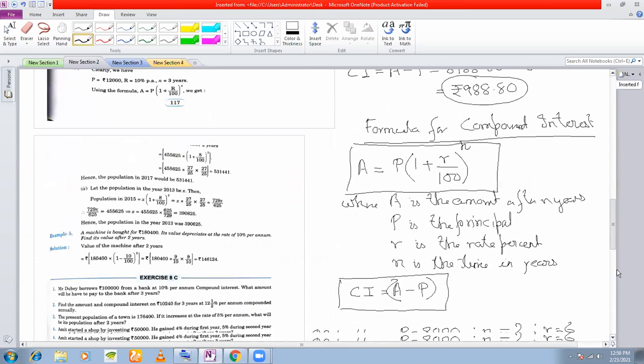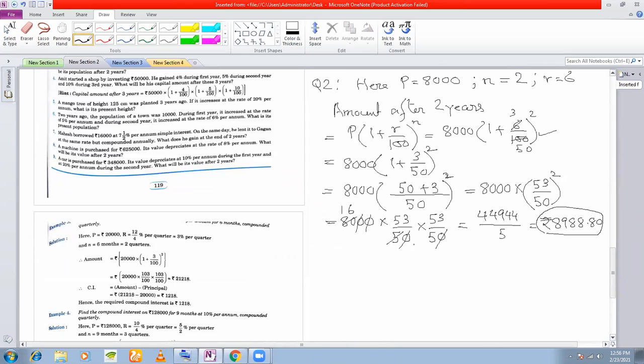So if you apply the compound interest formula, you'll get your results directly. And therefore, what is the compound interest after 2 years? Compound interest must be amount minus principal. The amount here is 8,988.8 minus the principal, which is 8,000. So you are getting rupees 988.80 as your compound interest.